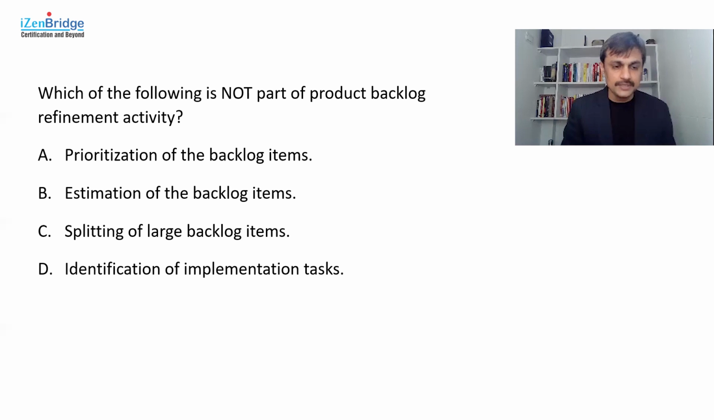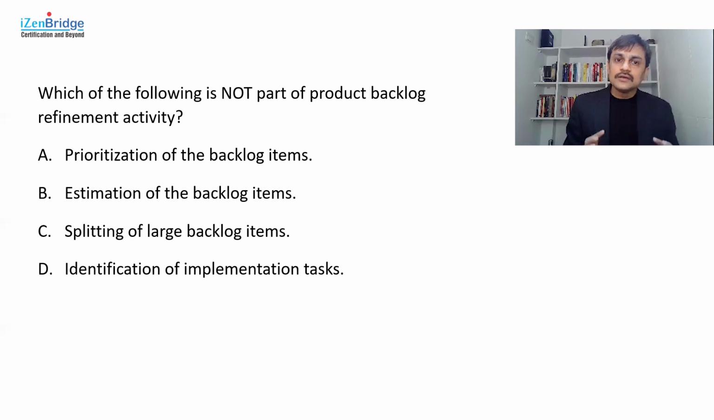Option B, splitting of large backlog items into small ones, especially the ones which are becoming a priority. You want to make sure that for the upcoming iteration, whatever is a priority item should be small enough so that we can schedule and get started. So that's included. Option D, identification of implementation tasks.